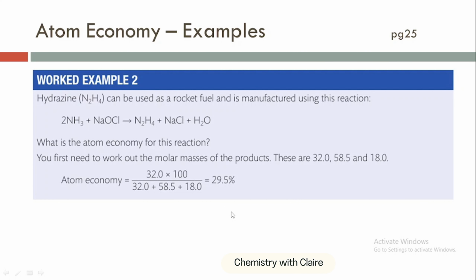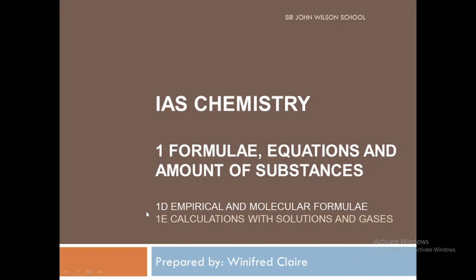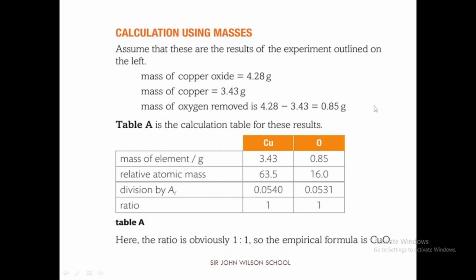Some examples are mentioned. These are all worked examples from the book. This is from page number 25, so you can take a look at this worked example. Formula, which is in 1D, and in 1E we have calculations with solutions and gases. So for the first portion, calculation with masses, it's the same thing. You can find out the ratio, and from that ratio you can find the empirical formula.